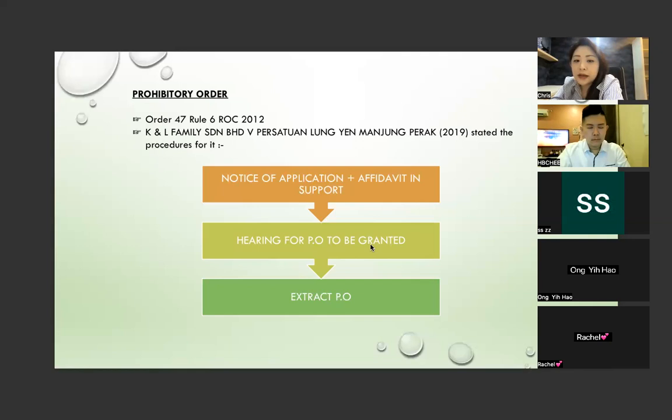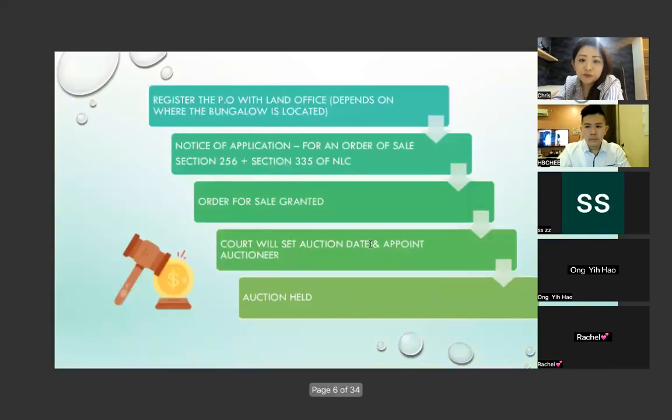Once you get the sealed PO, you have to serve it and register it with the land office itself. The land office must be the one depending on where the bungalow is located. For example, if your case is commenced in Johor Bahru, but the bungalow itself is in Selangor, you have to register the PO in the land registry in Selangor, not the Johor Bahru land registry.